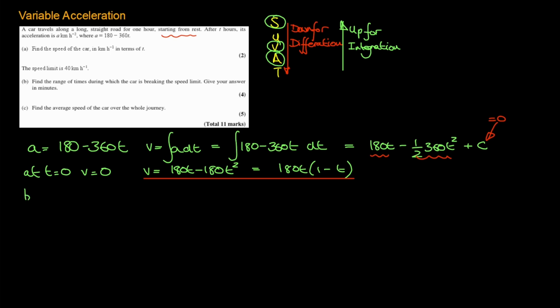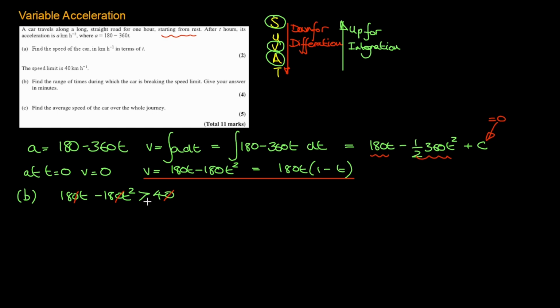Okay, let's have a look at part B. The speed limit is 40 kilometers per hour. So what the question is asking us to do is, and I'm going to use this version of my answer because we're going to be solving a quadratic inequality, to find out when 180t minus 180t squared is greater than 40. Before I do anything, I can cancel a 10 throughout the equation.